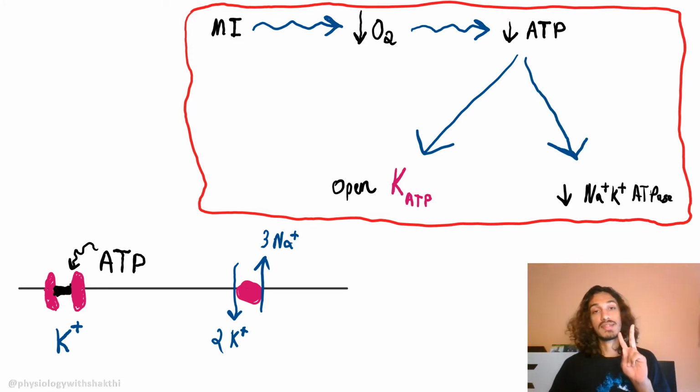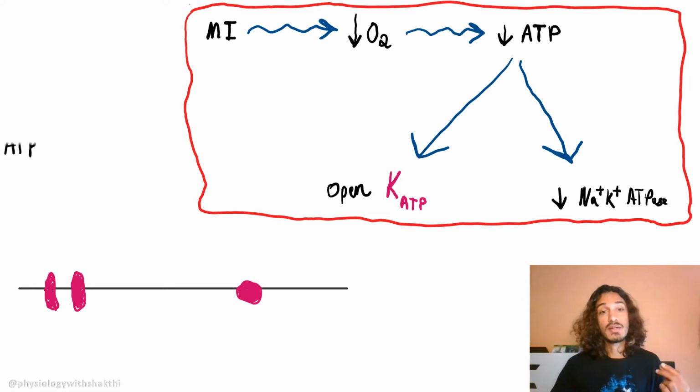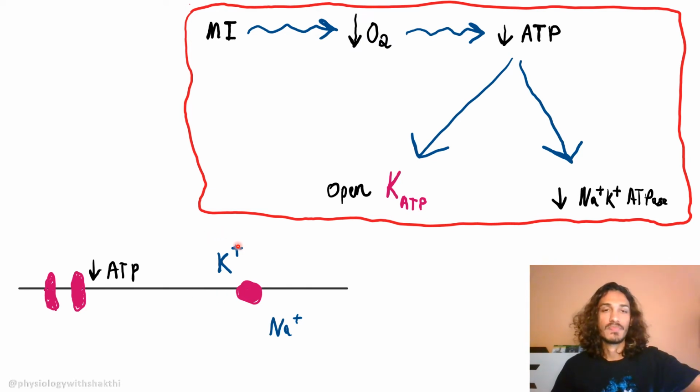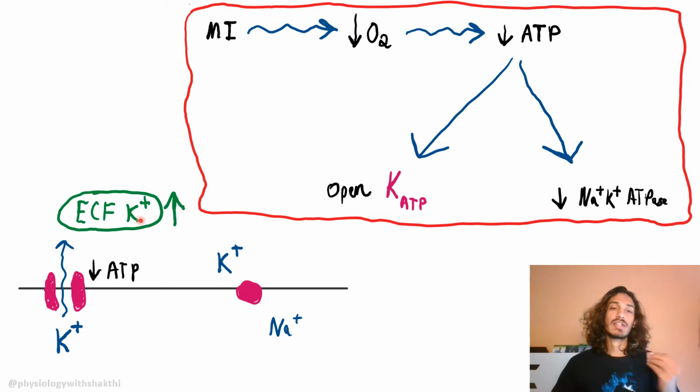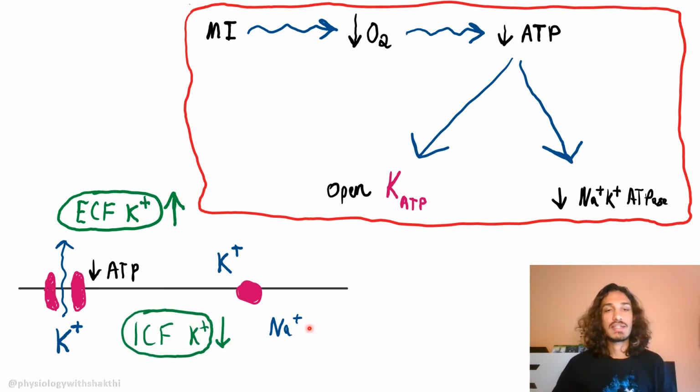So these are two things that happen. Because the ATP is less, the sodium potassium ATPase is not that active, so more potassium is there outside, and the usual movement of potassium inside does not happen as much. And we have the KATP channels which are now going to open up because of the lack of ATP, because of which potassium is going to go out. So in effect, the extracellular potassium will be increased and the intracellular potassium will be decreased.